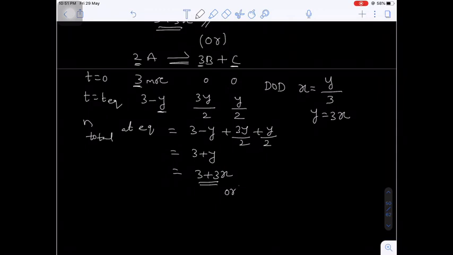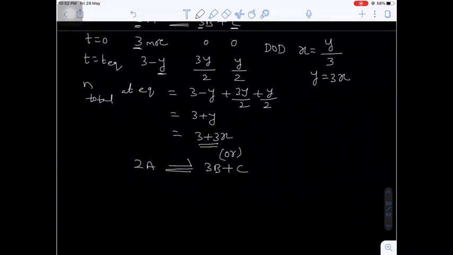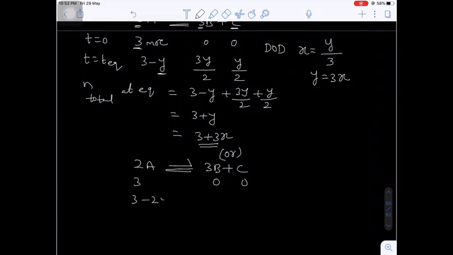Let's suppose I am taking one more method. 2A equilibrium 3B plus C. Let's suppose here 3 moles are given to you, and here 0 moles, 0 moles. Let's suppose I am subtracting 2Y moles. If you want to subtract Y moles, or 10 moles, whatever number of moles you subtract, the final answer will be the same.